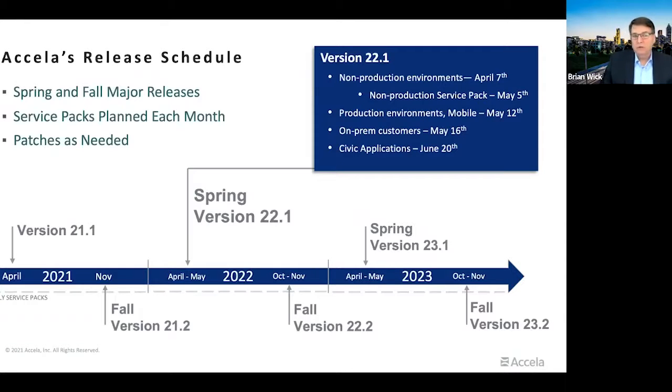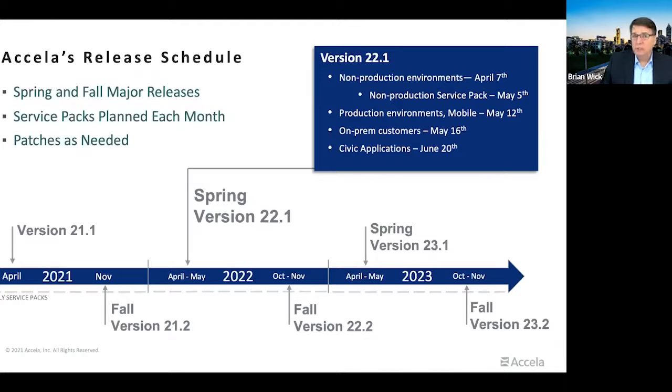We also plan service packs every month. Service packs introduce new capabilities and features that were not in the major release, but we still want to get them in before that next major release. And then we have patches as needed. They're shorter notice. They're things that we find that we need to implement within the software. And so those are going to be short notice, less frequent, less often, and more random and less scheduled than the service packs or the major releases.